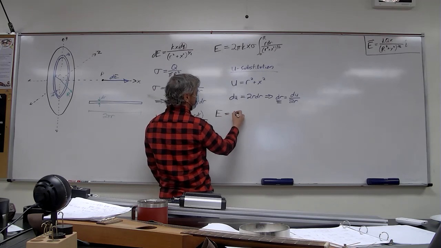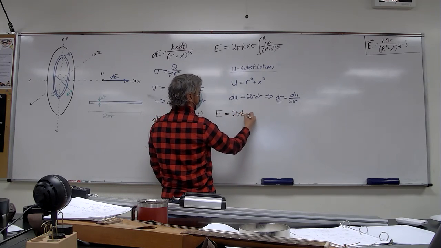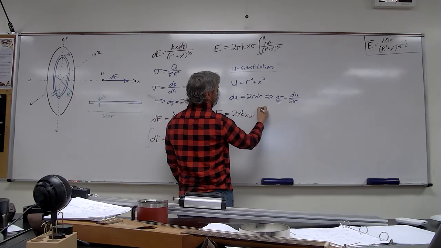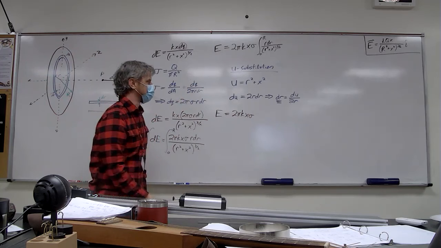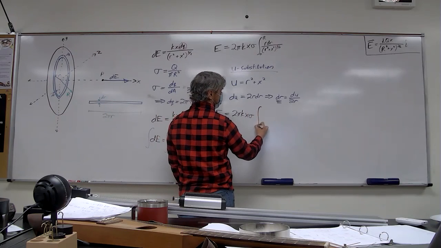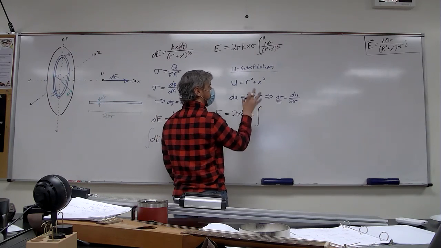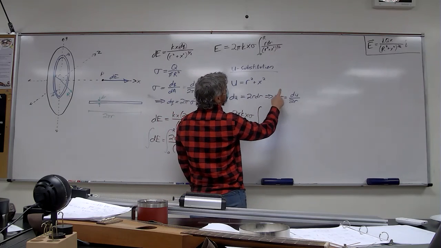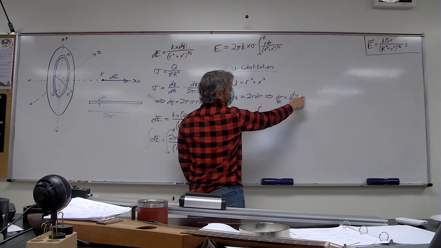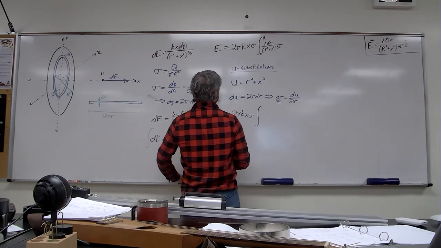Okay, so 2 pi k x lambda. I'm going to leave out the limits here. I'm going to let Ms. Fudge teach you how to deal with the limits. So I'm just going to leave out the limits of integration momentarily so I can focus on the actual u substitution. Well, I know that dr in the numerator can be replaced by du over 2r. So I'll do that in a different color.